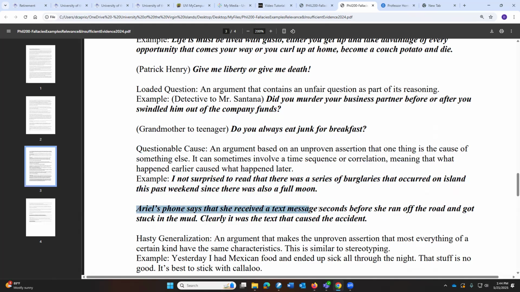Ariel's phone says that she received a text message seconds before she ran off the road and got stuck in the mud. Clearly, it was the text that caused the accident. Well, not necessarily so. Did Ariel even bother to look at the text? Did she have her phone in her hand? Maybe the phone was in her purse when the text came in and she didn't even bother doing anything with it. It may have caused the accident, perhaps, if we could find out more information. Like she had the phone in her hand and she was looking at the text when she ran off the road. But just because the text message came in doesn't necessarily mean it caused the accident.